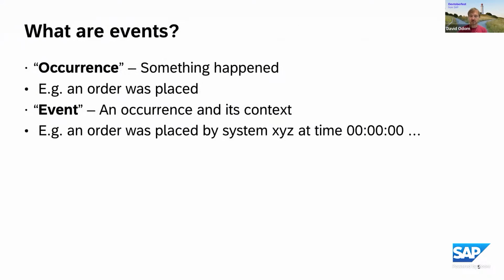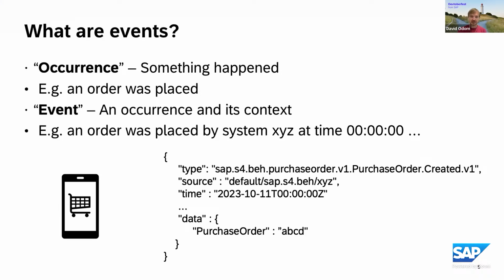So first of all, what are events? We start with an occurrence. So something happened out there in the world. So an order was placed. This is just a statement of fact. To go from occurrence to event, we take this occurrence and we put some context around it and put it in a form that we can use in a software context. So here, not only was an order placed, but it was placed by some particular system at a time, for example. And here I show a representation of the event itself for a purchase order creation.